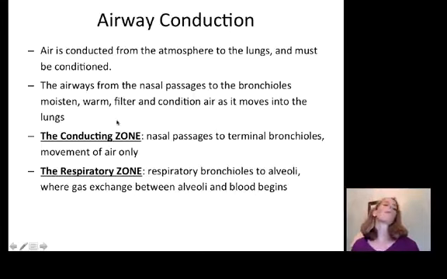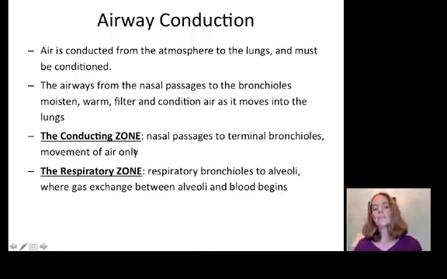So let's first talk about the process of ventilation, and this is really where the air is conducted down through the respiratory passages. So air is going to be conducted from the atmosphere to the lungs, and it must be conditioned. So the airways from the nasal passages all the way to the tiniest of bronchi, the bronchioles, are going to make that air more hospitable to the body. So it's going to moisten the air. It's going to warm the air, filter and condition the air as it moves down into the lungs.